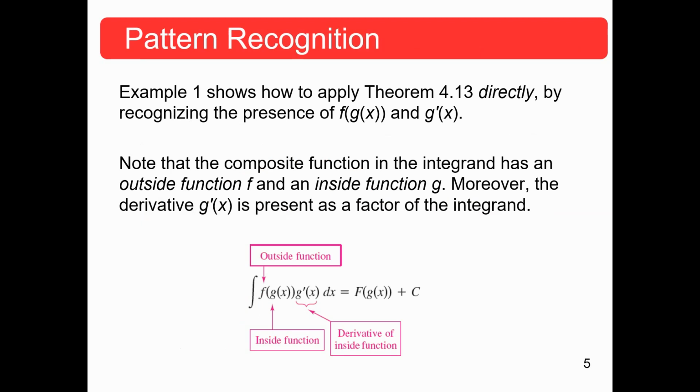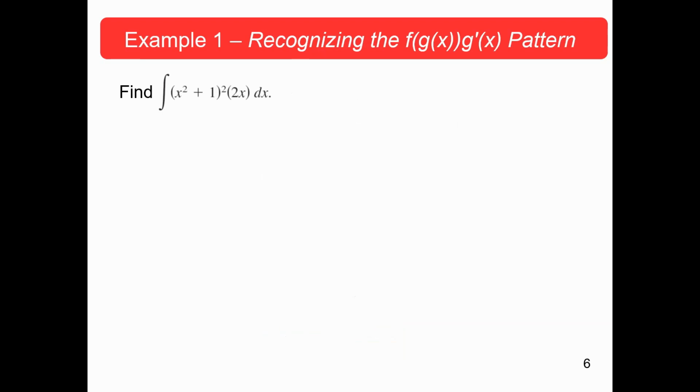Now, example 1, which we're fixing to do, shows how to apply this directly by recognizing the presence of a composition function and the derivative of that inner function g. Now note that the composite function in the integrand has an outside function f and an inside function g. We talk about this a lot when we talk about composition. Moreover, notice that there is the derivative of that inside function present as a factor in that integrand. When you see this problem, you'll understand what I'm talking about. So notice here, we have an outer function. This outer function is something squared. There's something on the inside, that's our inner function.